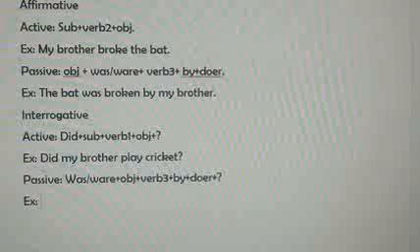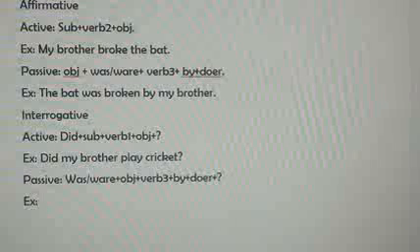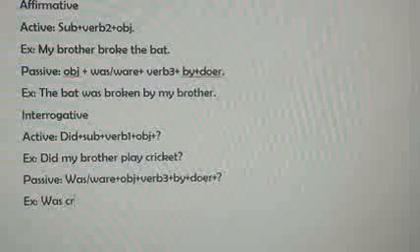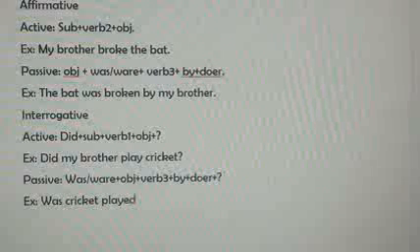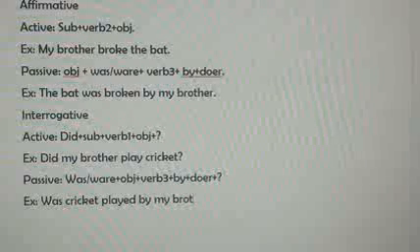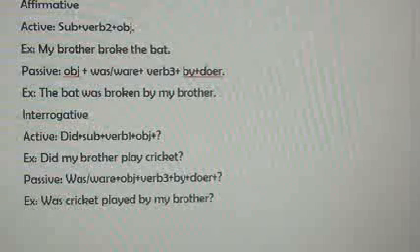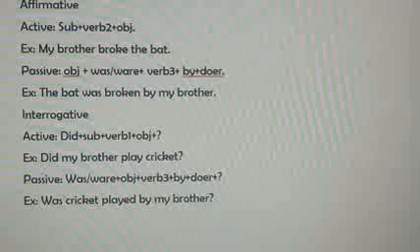Okay, my dear children, let's convert it into passive voice. The active voice example was, did my brother play cricket? The passive will be, was cricket played by my brother? Okay, now over here, my dear children, the first group of past tense, past indefinite, is complete. Now it's time to move to the next one.